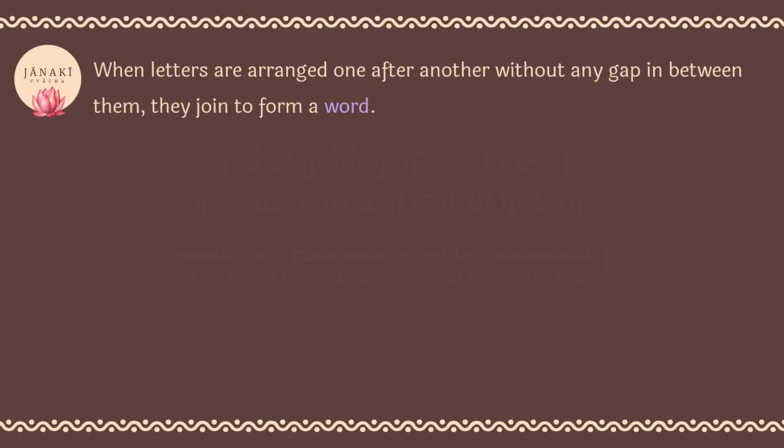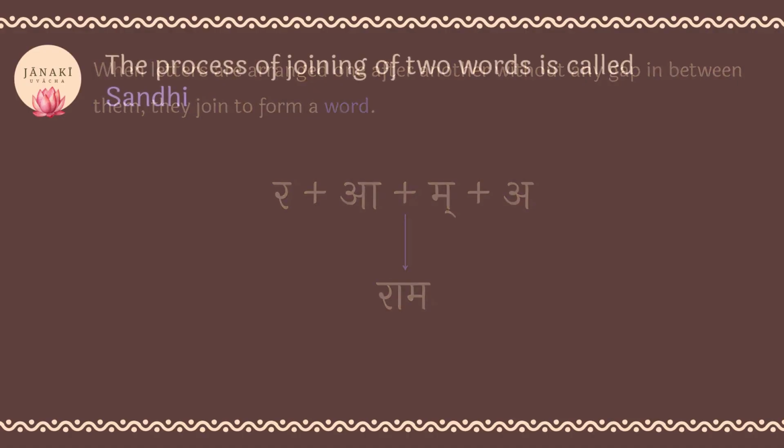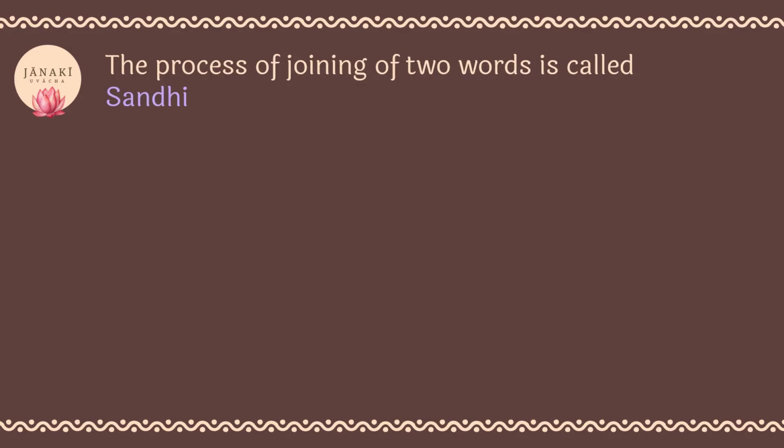When letters are arranged one after another without any gap in between them, they join together to form a word. For example, the letters R, A, M and A join together to form Rama. When two words appear after one another and there is no gap between them, they can also join. The process of joining of two words is called Sandhi.